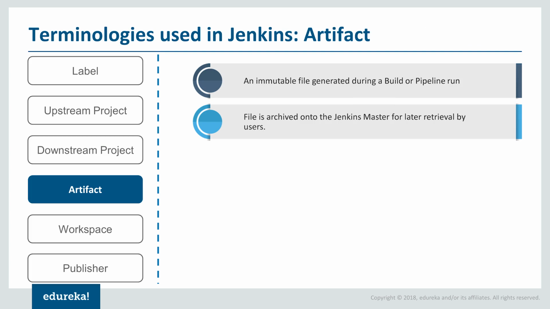Next, we have artifact. Now, artifact is basically an output of a successful build. So at the end, you might get a war file or a jar file or an exe package. Anything which is compiled code is known as an artifact.